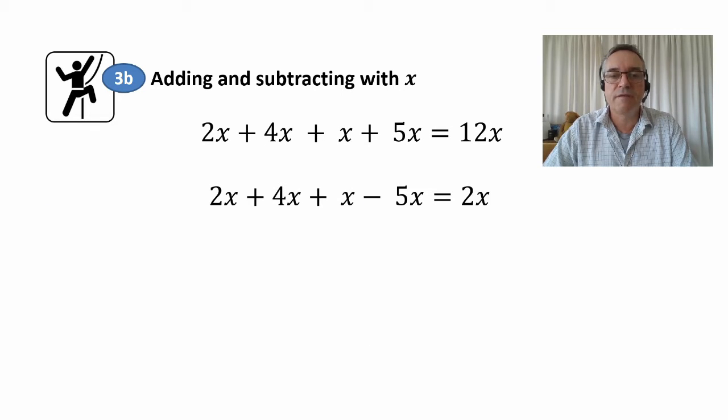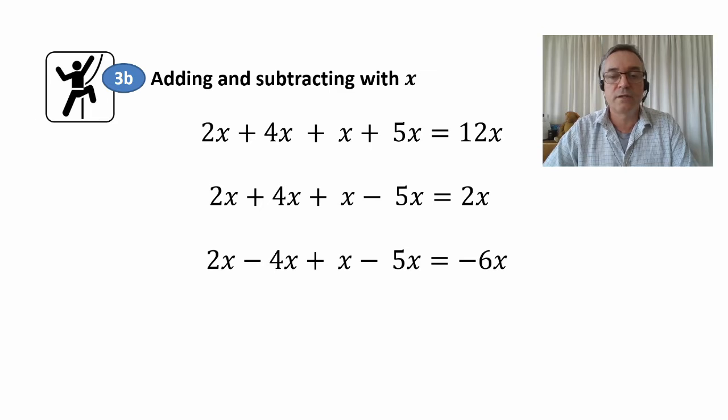So now instead of adding the 5x term, I'm going to subtract the 5x term. It doesn't make things much more difficult. We're going to read it from left to right. 2x plus 4x, 6x, plus x, 7x. Now take away 5x. 7x take away 5x, that's 2x.